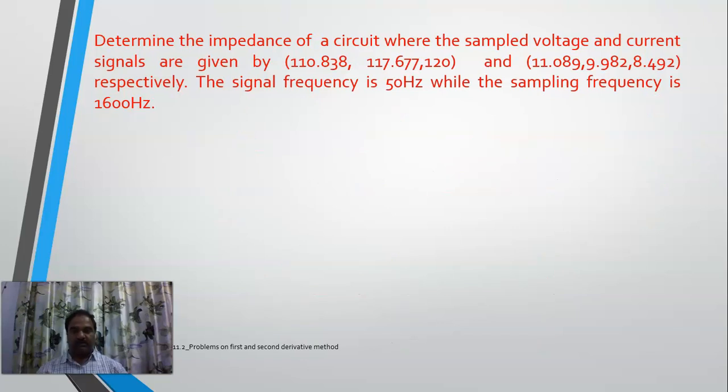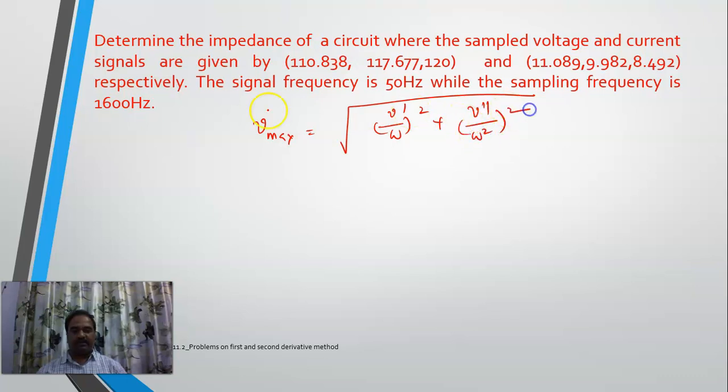Right. So first of all, let me calculate Vmax. It is equal to the square root of (V dash by omega) whole square plus (V double dash by omega) whole square. You know omega is equal to 2 pi f naught, which is 50 hertz in my case. So I'll get 314 here, the standard value.